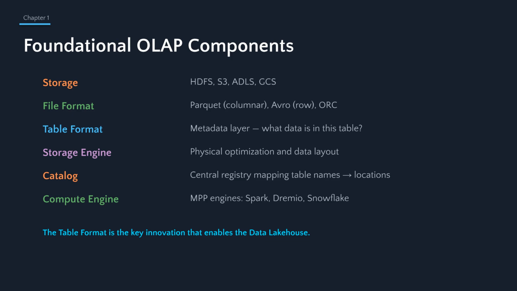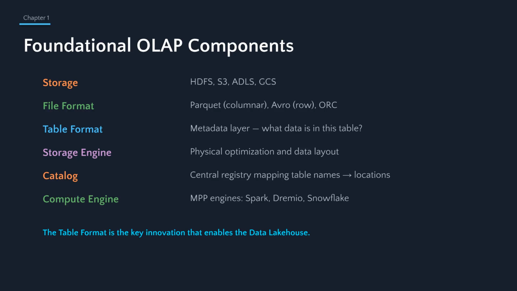So the industry said, okay, let's try something different. Let's just store everything cheaply on object storage, like Amazon S3, in open formats like Parquet. This became the data lake. Cheap, flexible, open. But it had its own problems. No ACID transactions, no consistency guarantees, poor performance. It was basically a dumping ground for files.